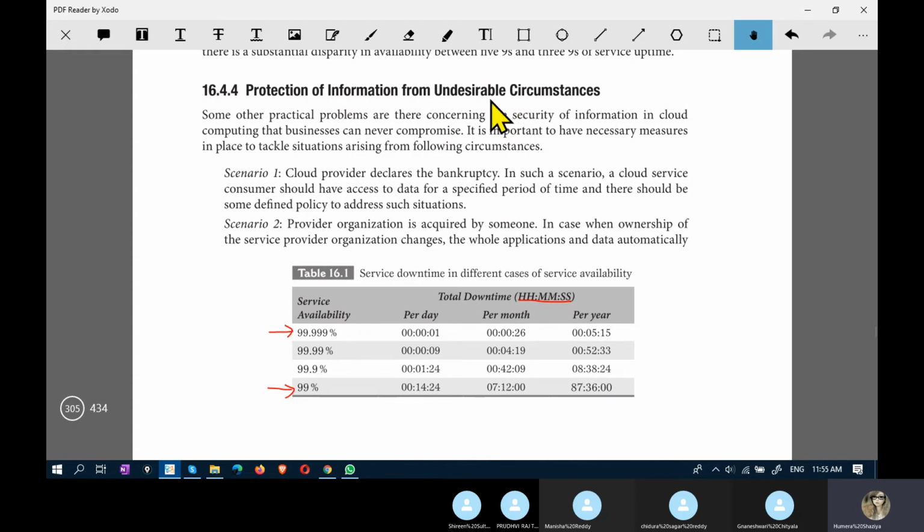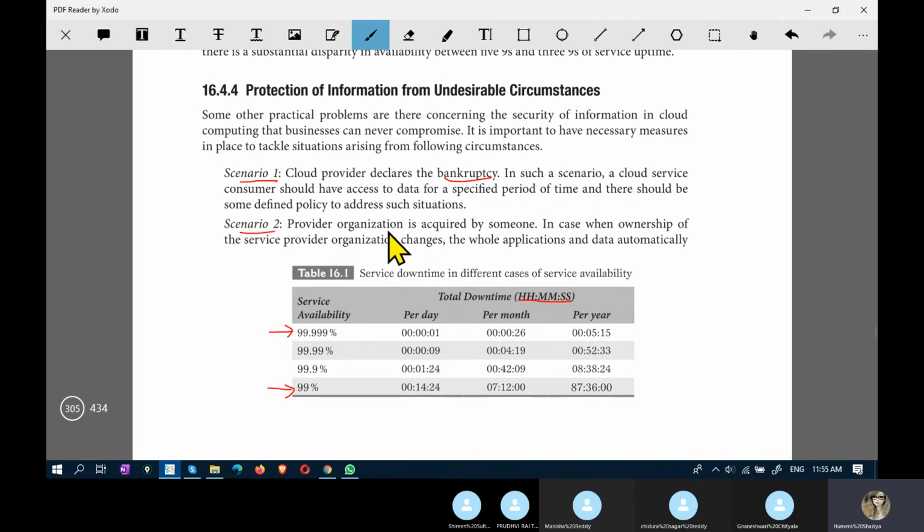Protection of information from undesirable circumstances. What are the undesirable circumstances that may arise? Scenario one, in which the cloud provider declares bankruptcy. In this situation, what has to be done? There should be some policy. There should be some alternative provided to the consumer.